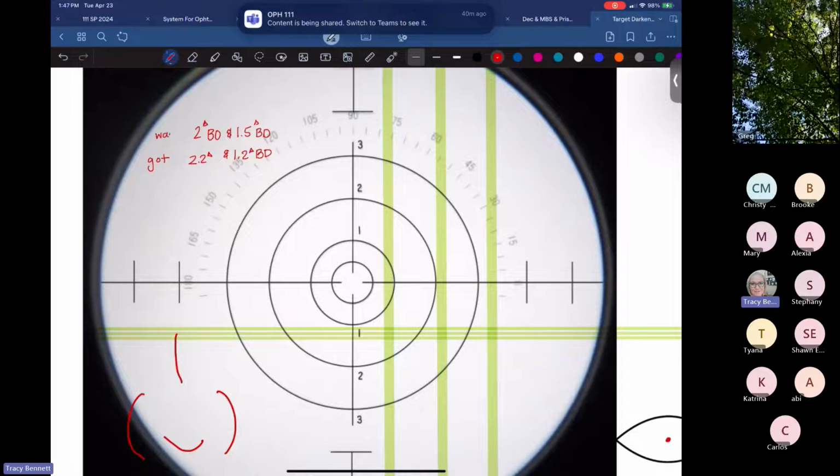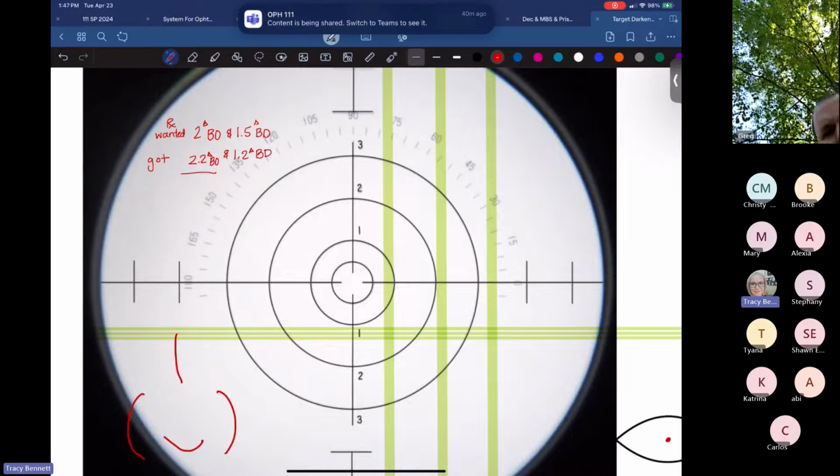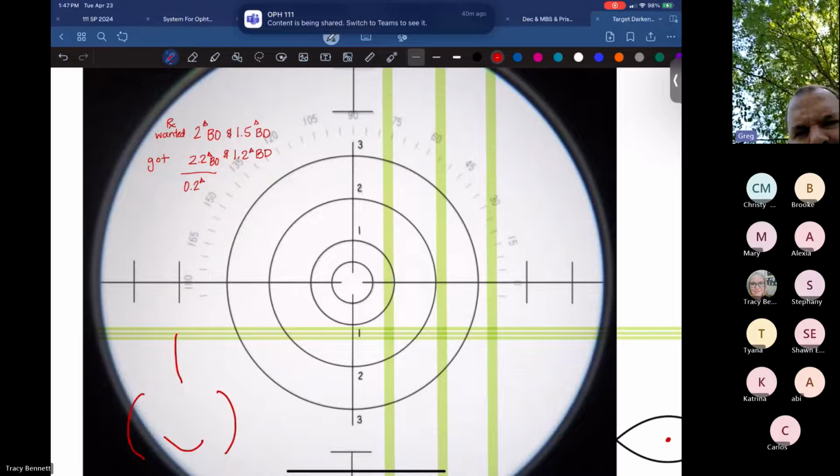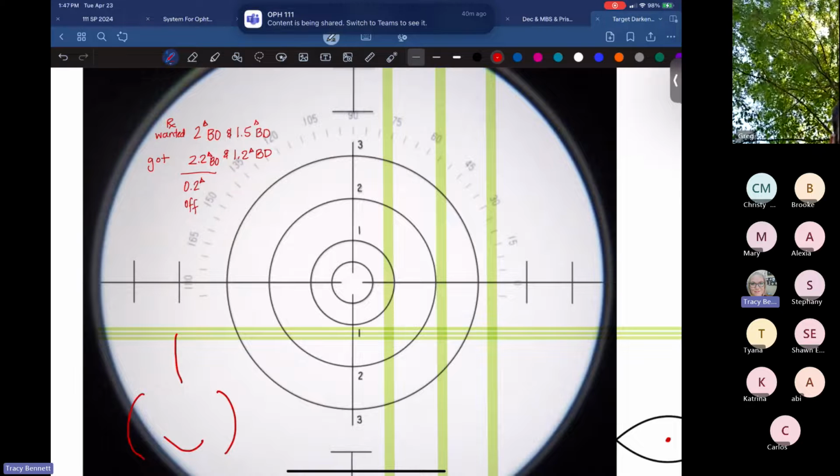So this one was what we got when we read it in the lensometer, and this one was what we wanted. This is like the Rx versus the lensometer reading. How far are we from where we wanted to be? A 2 versus 0.2. We're off by 0.2, and we're within ANSI, so that would be perfectly fine.